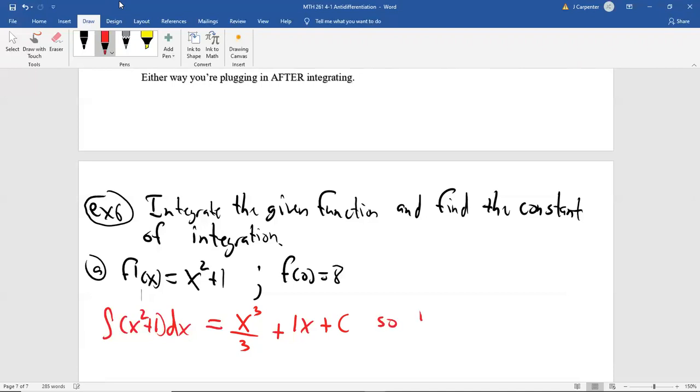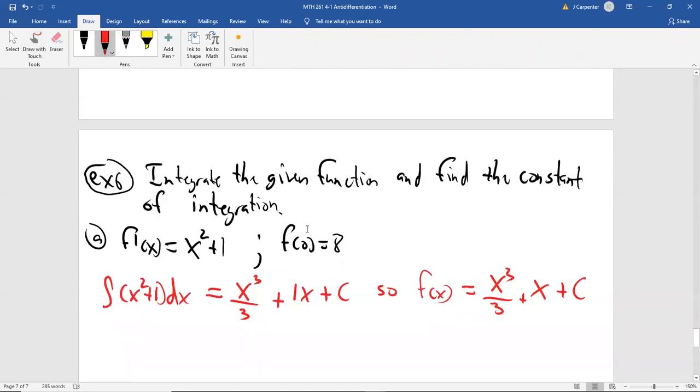So that says that f of x, because we integrated f prime, this is our f of x, is equal to x to the third over 3 plus x, I'm not going to write the 1 now, plus the c. So again, that's a lowercase f. It's not the prettiest f. I want to make sure you can tell that's a lowercase. There we go.